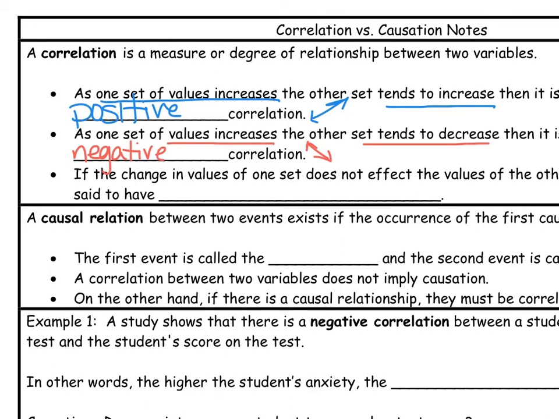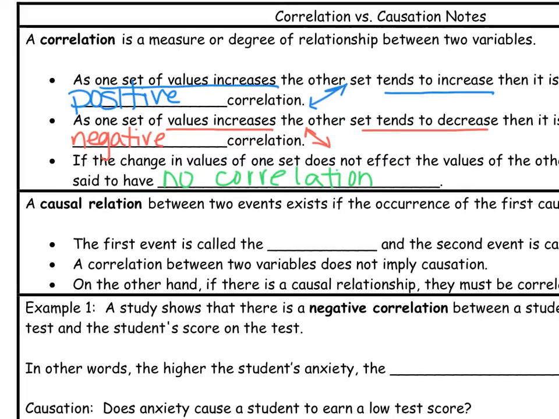And then if the change in values of one set is not affected by the other, it means that they're all over the place. There's no relationship between the sets of data. There's just points all over the graph. This is said to have no correlation. So it's just a bunch of scattered dots all over the place. So again, correlation: positive, negative, or no correlation. And that's the measure of the degree of the relationship between the two variables.